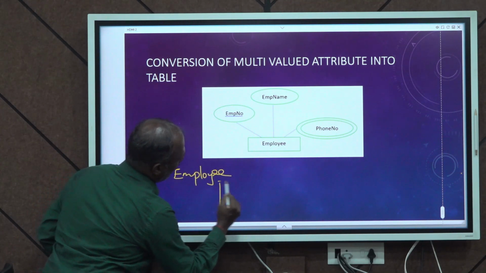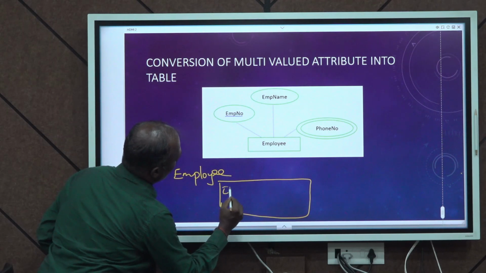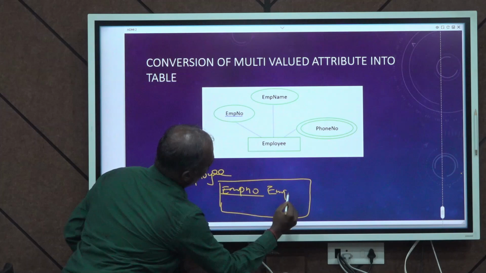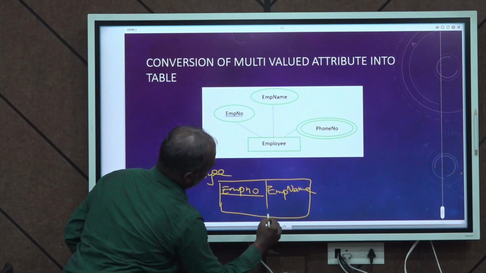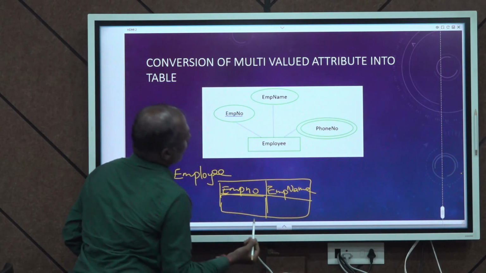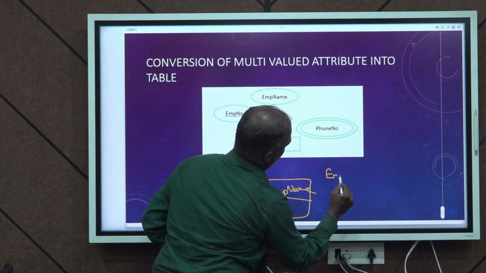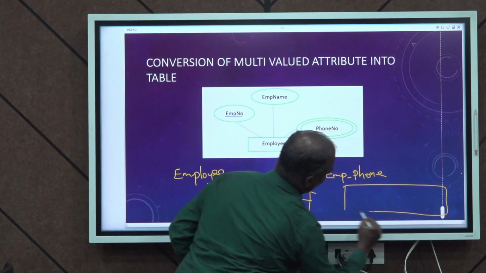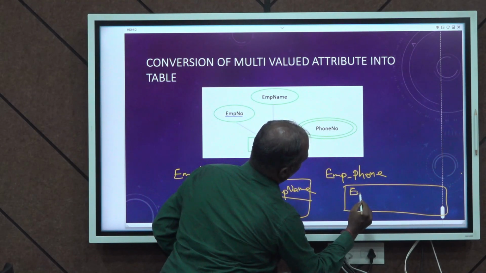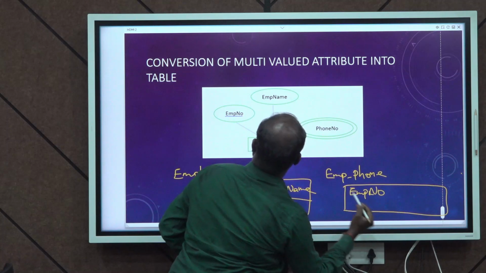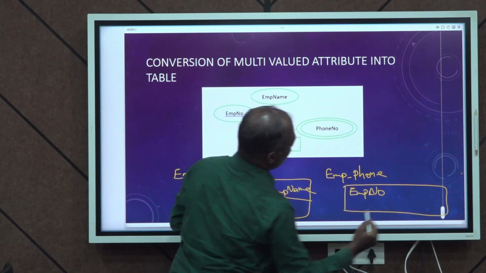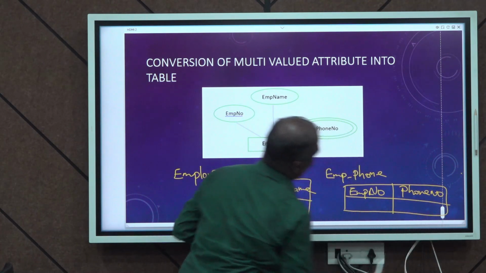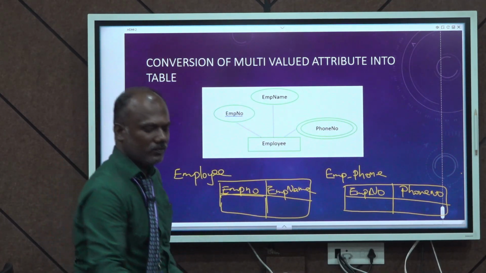So in the employee table we have to consider only the attributes employee number and employee name, and for employee phone, we have to create another new relation and write the table. So employee number is the primary key, then phone number. In this way we have to convert the relation into table.